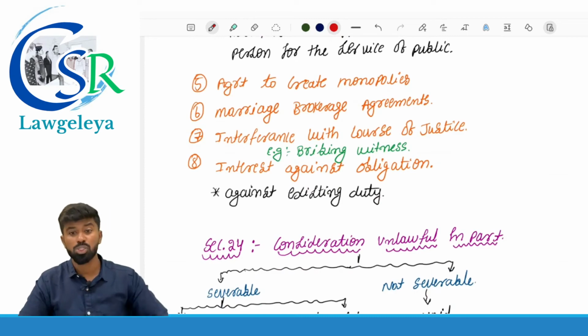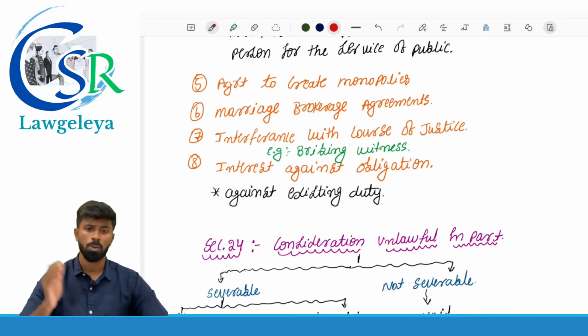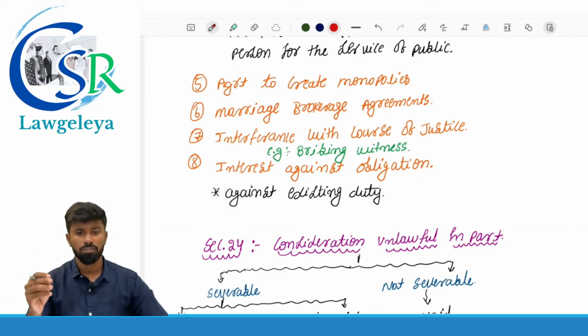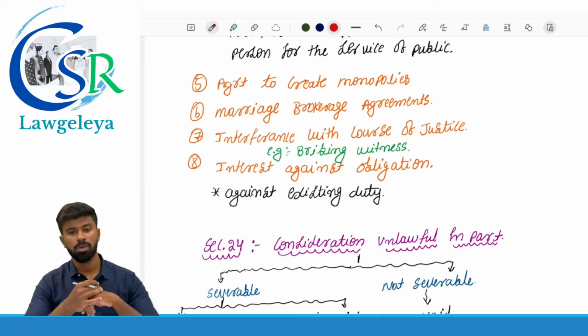Next one, marriage brokerage agreement. What is a marriage brokerage agreement, sir? An agreement to procure a boy for a girl or a girl for a boy for a consideration is also considered as what? Void, not enforceable by law.